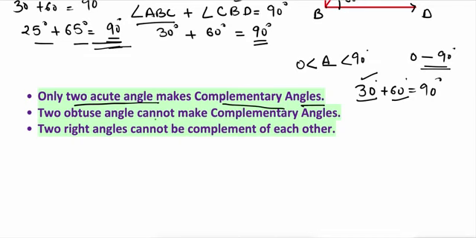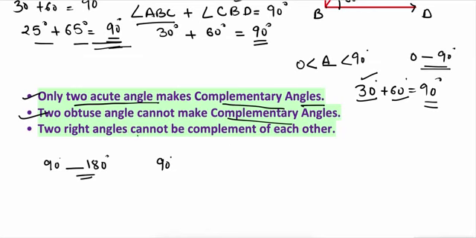Two obtuse angles cannot make complementary angles because an obtuse angle is in between 90 and 180 degrees. It is greater than 90 degrees. So if one angle is greater than 90 degrees, how will the sum be equal to 90 degrees? So two obtuse angles cannot make complementary angles.